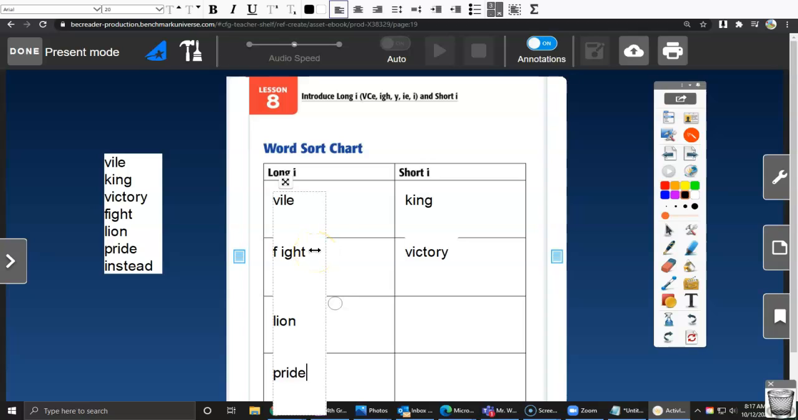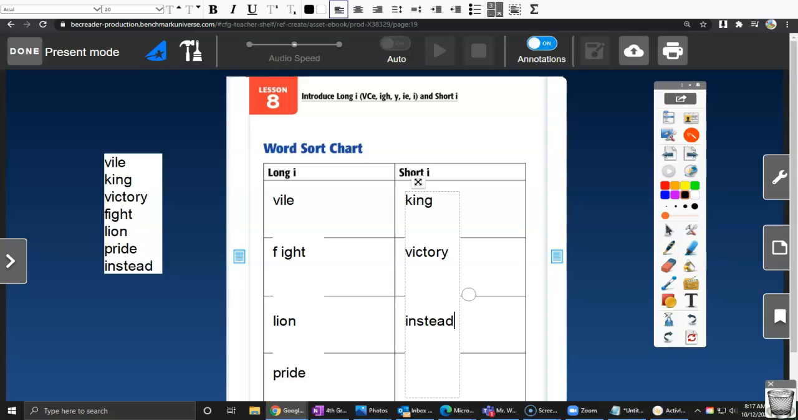Our last one is instead. Notice instead is almost exactly the same as the word in. It just has that ending part stead. And we know in makes that I sound. Like in bit, like in already. So that's going to be a short I sound.